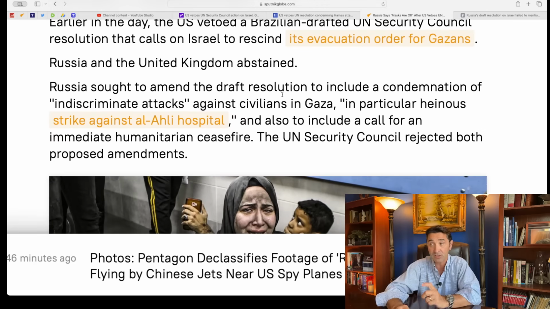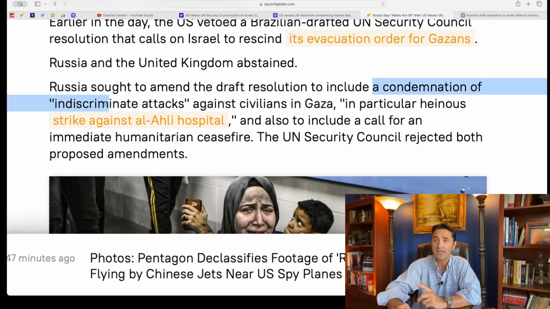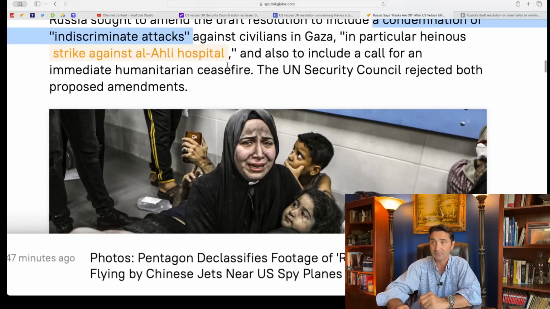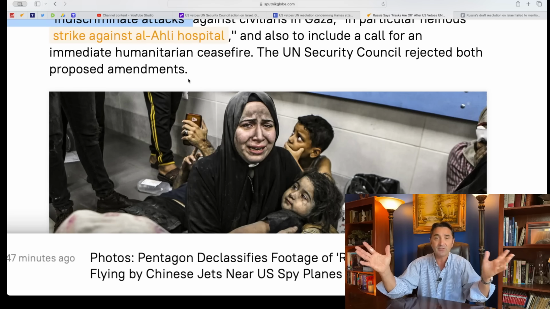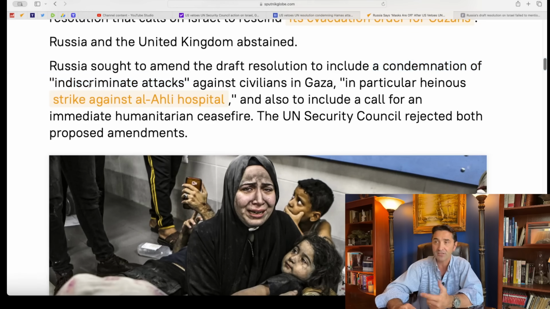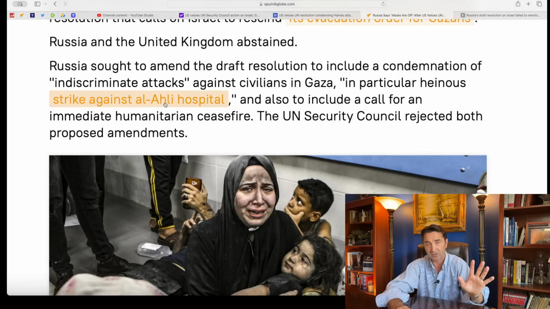Russia sought to amend the draft resolution to include a condemnation of indiscriminate attacks against civilians in Gaza, in particular the heinous strike against Al-Ahli Hospital, and also to include a call for an immediate humanitarian ceasefire. What's wrong with all that? You tell me. The UN Security Council rejected both proposed amendments. Why? What was wrong about that? Condemnation of indiscriminate attacks against civilians in Gaza. You would say because that condemns the Israelis, and Israelis do not attack civilians. In particular, the attack on that. No, it was not Israel, it was someone else. All right, call for immediate humanitarian ceasefire.